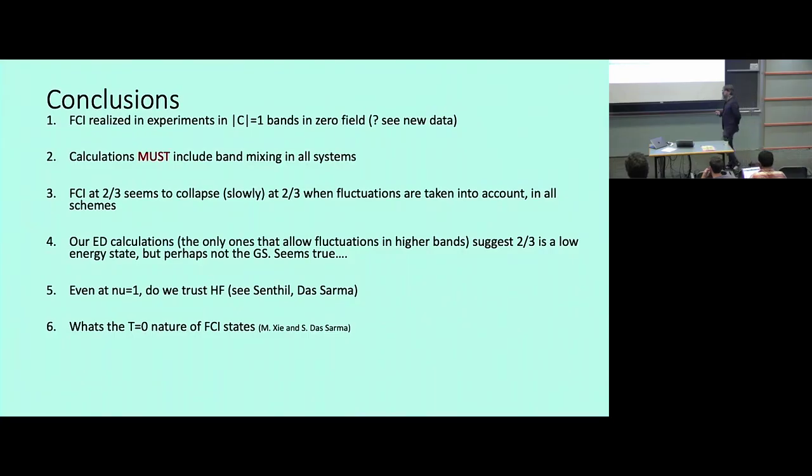But even at nu equals 1, we have ED that suggests that some Hartree-Fock, as there was a discussion yesterday about whether we should trust Hartree-Fock in Wigner crystals, might not be reliable or might be reliable. And here, I refer to the beautiful, eloquent discussions by Senthil and Shankar. And there's a massive issue of what the T=0 nature of the 2/3 state is, and ongoing calculations are going for the 3/5 state. So with that, I thank you, and I apologize for taking so much of your time.